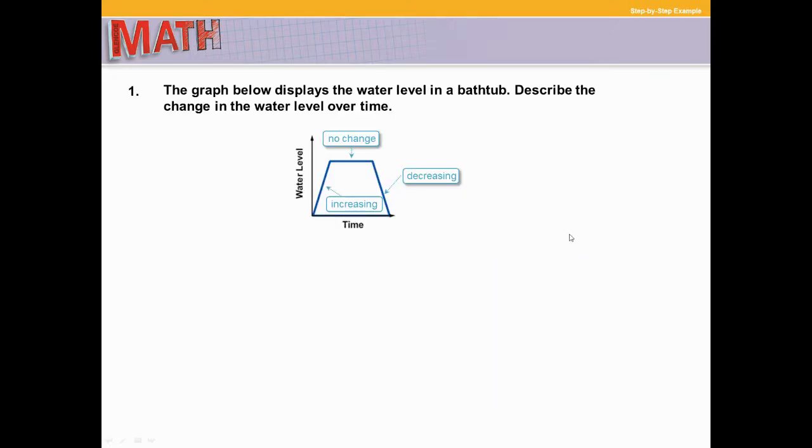The graph below displays the water level in a bathtub. On your paper, describe the change in the water level over time. What do you see? So I'll give you a moment to do that. Please pause it. Welcome back.